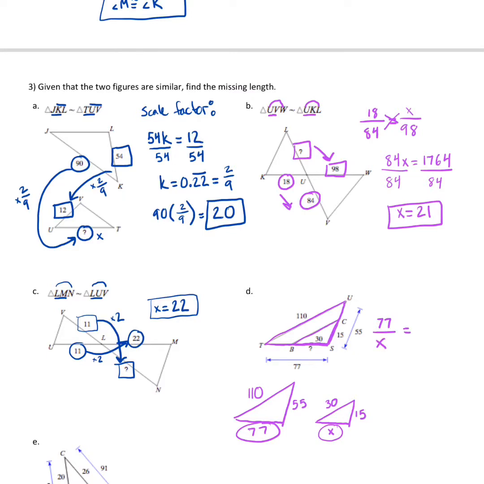And then this is a choose your own adventure moment. Which side do you want? Maybe I want to use the 110 and the 30. 110 over 30. Notice I was consistent from going big triangle to small triangle, big triangle to small triangle. And I can cross multiply 77 times 30. Oh, this is a calculator heavy day. 2,310. Now we're going to divide both sides by 110. Hey, look, x is 21 again.